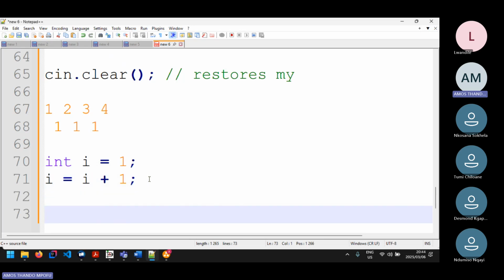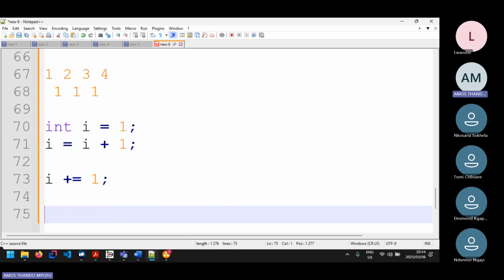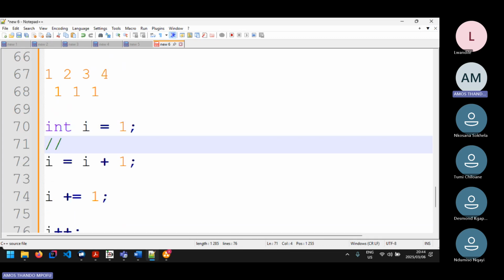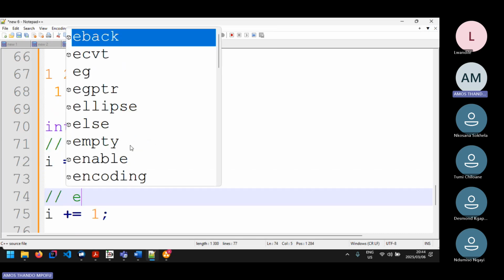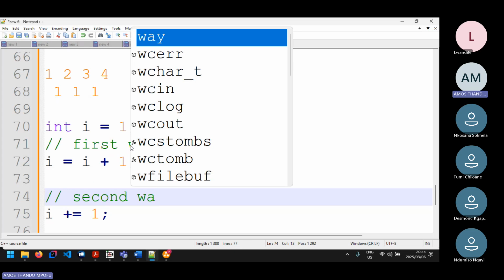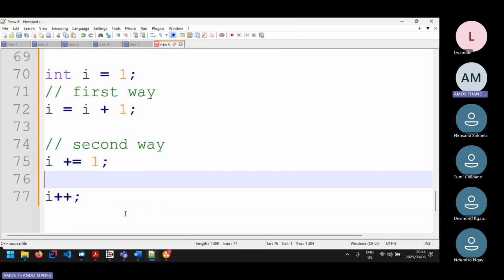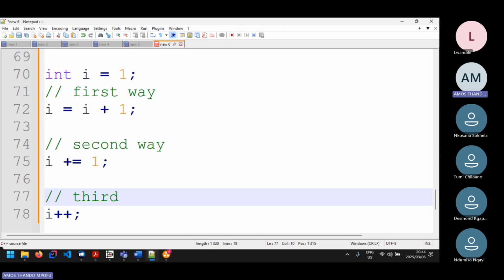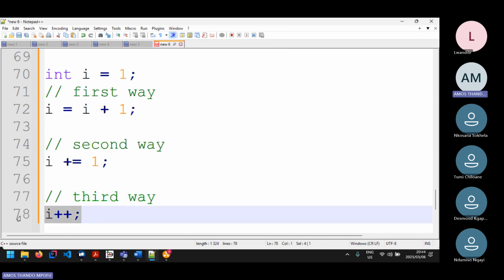So we now know how to increment or increase by 1. But since it's a common thing in C++, you can abbreviate it. You can say I plus equals 1, like this. Then there's a third way to represent the same thing. You can say I plus plus. So there are 3 ways. First way is this one, second way is this one, and third way is that one. Most of the time we use the third approach. So I'm going to use this, I plus plus.